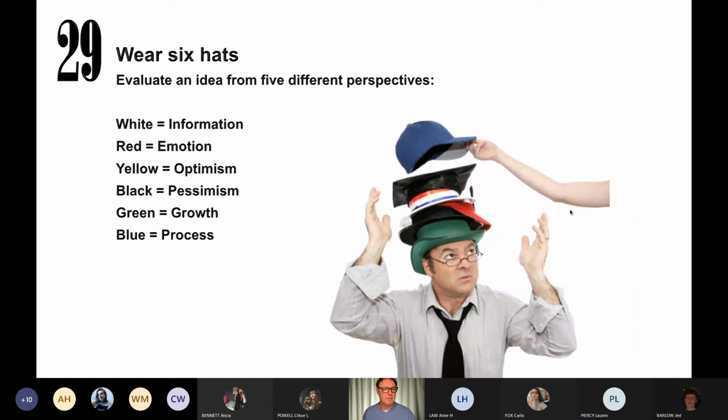Tip number 29, wear 6 hats. As a graphic designer, you have to wear many, many hats in order to see things from entirely different perspectives. So evaluate an idea from, that should say 6, not 5, different perspectives. Think of those hats as different colors, like emotion, information, optimism, pessimism, growth, process.